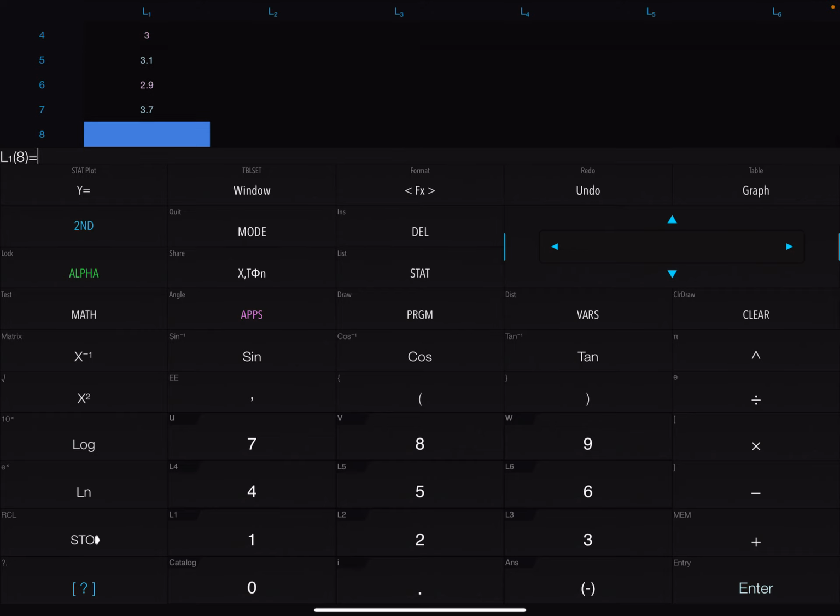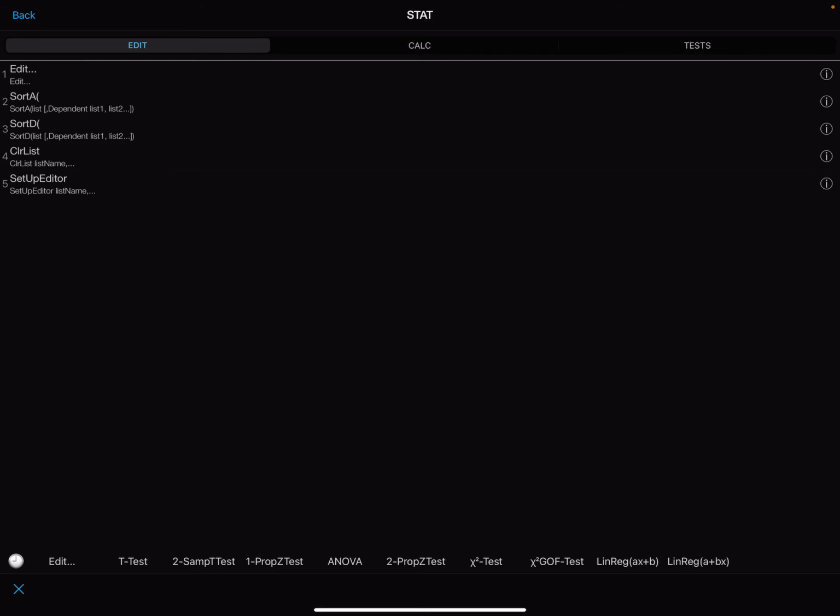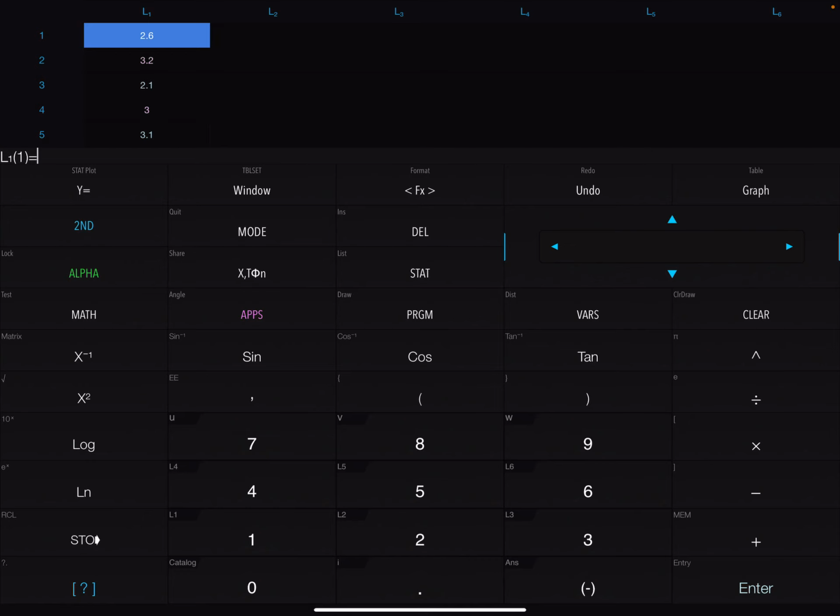There it is. So just again, how did I get to this list right here? I hit stat. Make sure that the edit button is highlighted. Hit edit again, and there it is. It should come up. Okay, so now that we've done that, let's go ahead and run the test.